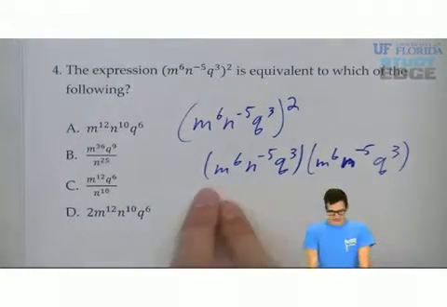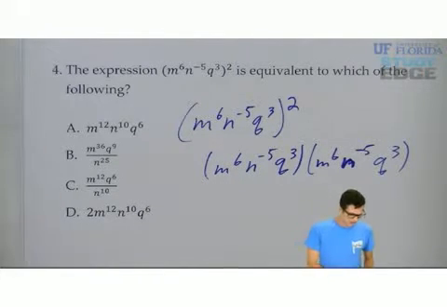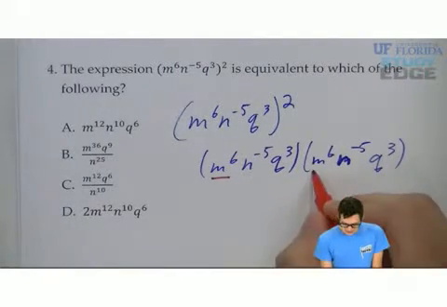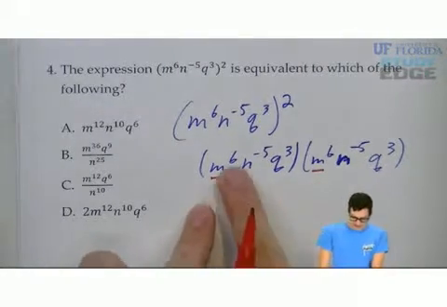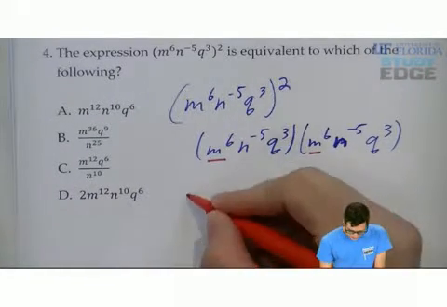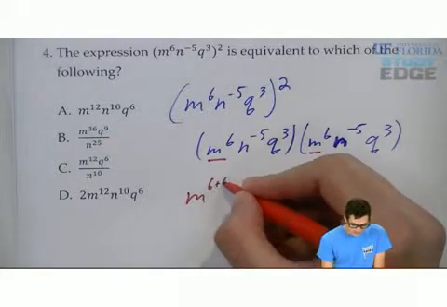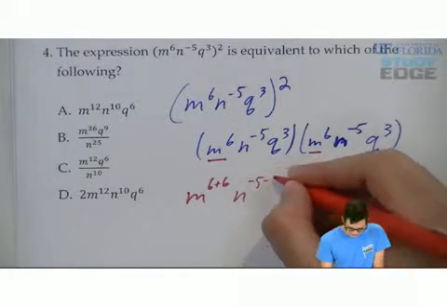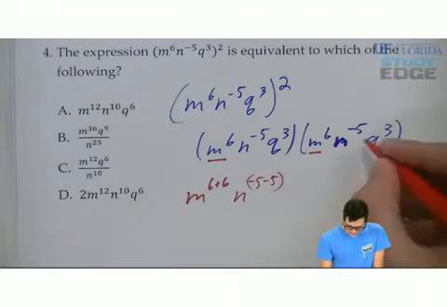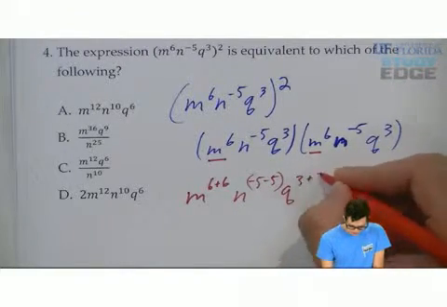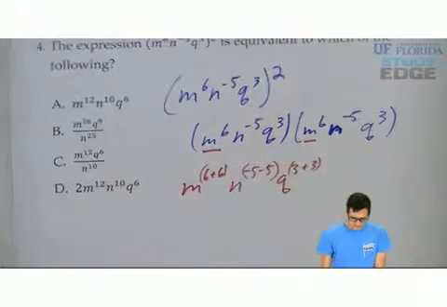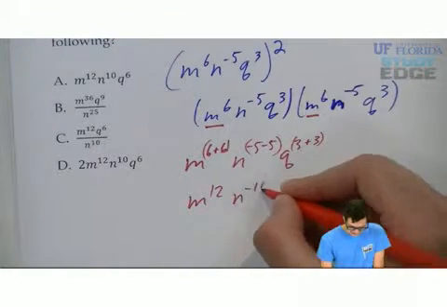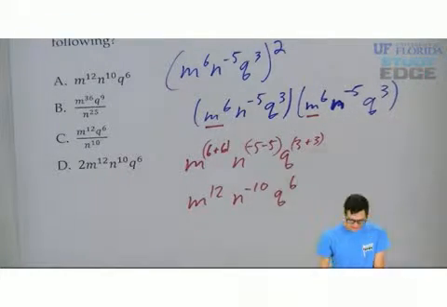All right, so now I see that I just have multiplication of all of these variables with exponents on them, and when I multiply these together, I take the ones with the same base and add their exponents. So I have m to the 6th and m to the 6th, so I'm going to do m to the 6 plus 6, which is m to the 12th. I do the same thing with n: n to the negative 5th minus 5. And then q to the 3rd plus 3. All right, I'll go ahead and simplify that. I have m to the 12th, n to the negative 10th, and q to the 6th.